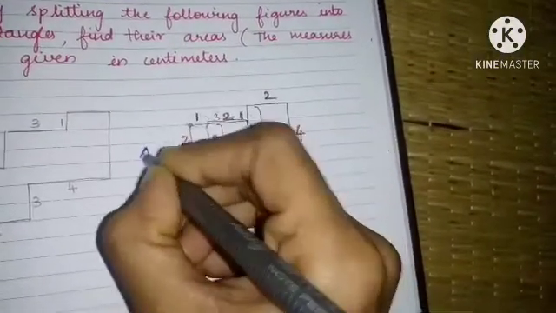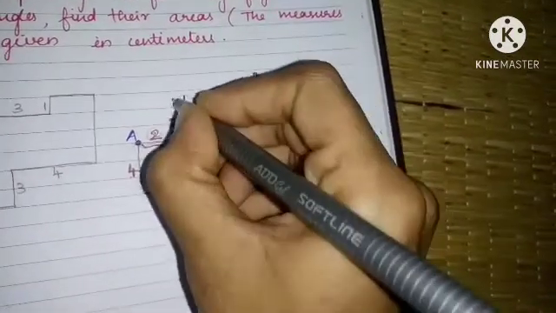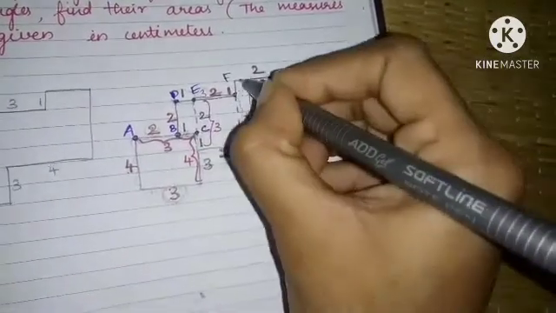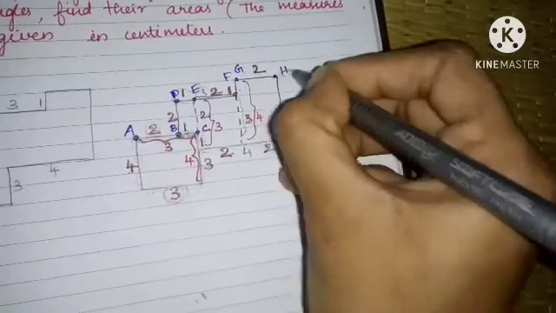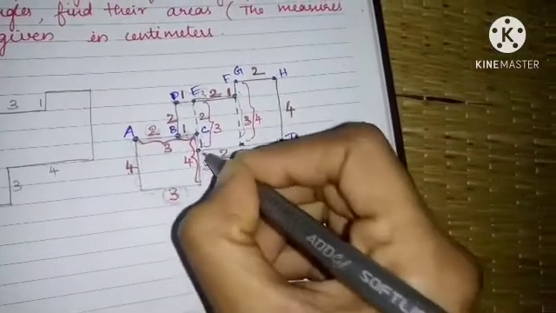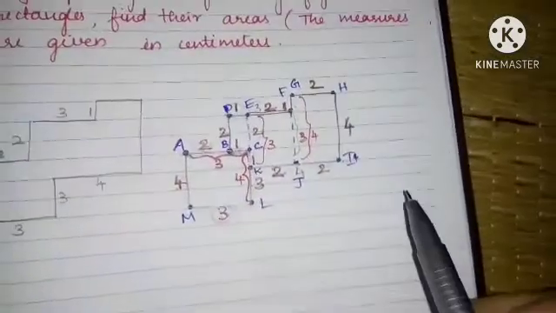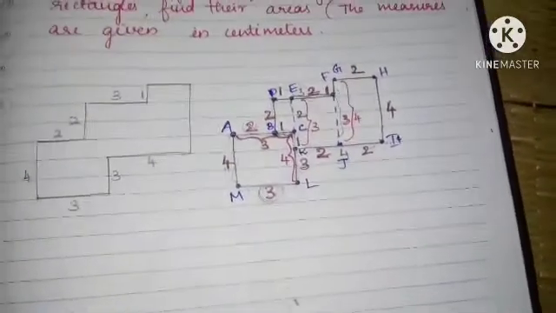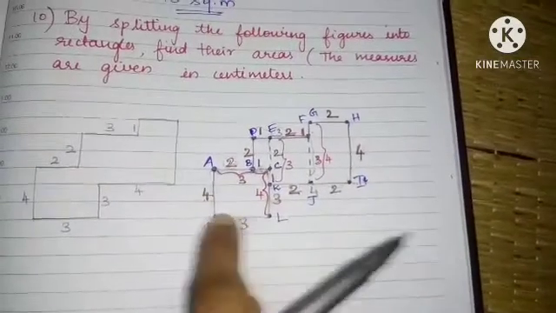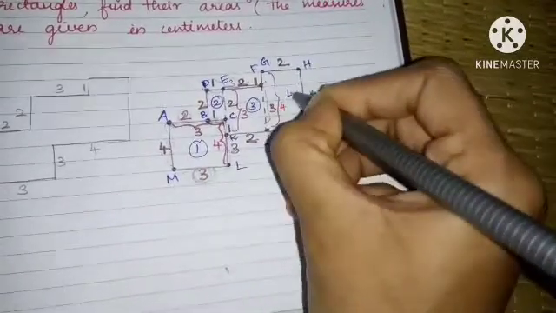So I am just going to mark these as small rectangles. Okay, I am going to start here. A, B, C, D, E, F, G, H, I, J, K, L, M. Okay, I have just marked all this with points. Okay, so it will be very convenient for us to do the calculation. First, I am going to find the area of these small rectangles. See, this is the first rectangle, second rectangle, third rectangle, fourth rectangle.